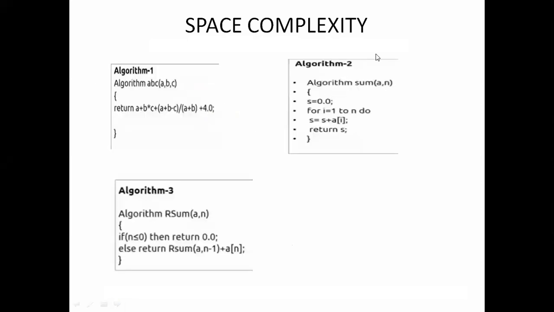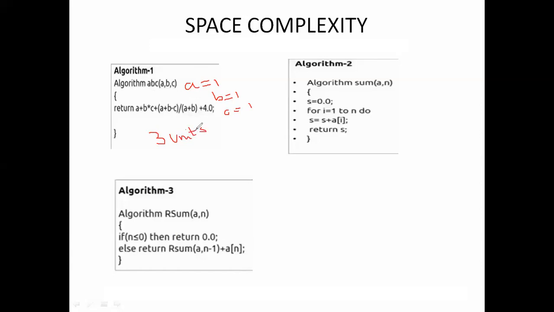So see here some few examples for space complexity. This is a very small example, a small program. It returns values by taking three variables. Here A requires 1 unit of space, B requires 1 unit, and C requires 1 unit. So in total this algorithm requires 3 units of space.